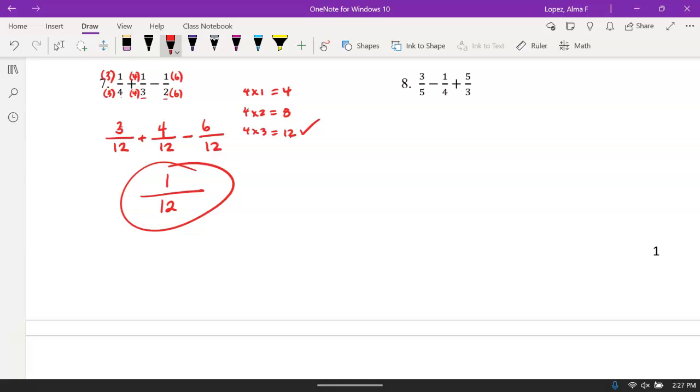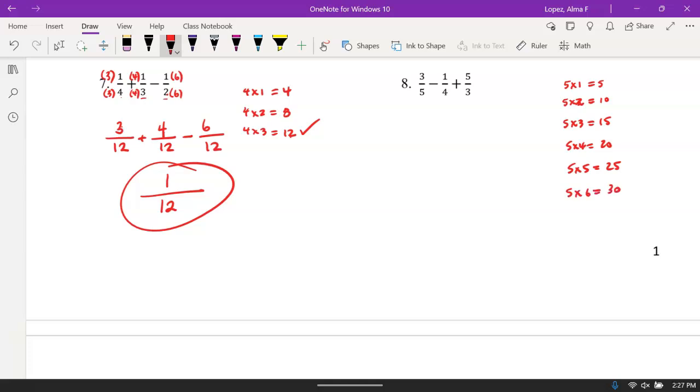Let's keep doing it. I'm going to start with the 5. 5 times 1 is 5. That's not going to work. 5 times 2 is going to be 10. I can count by fives. 5 times 3 is 15. 5 times 4 is 20. And some of you can already see it. That is great. 5 times 6 is 30.